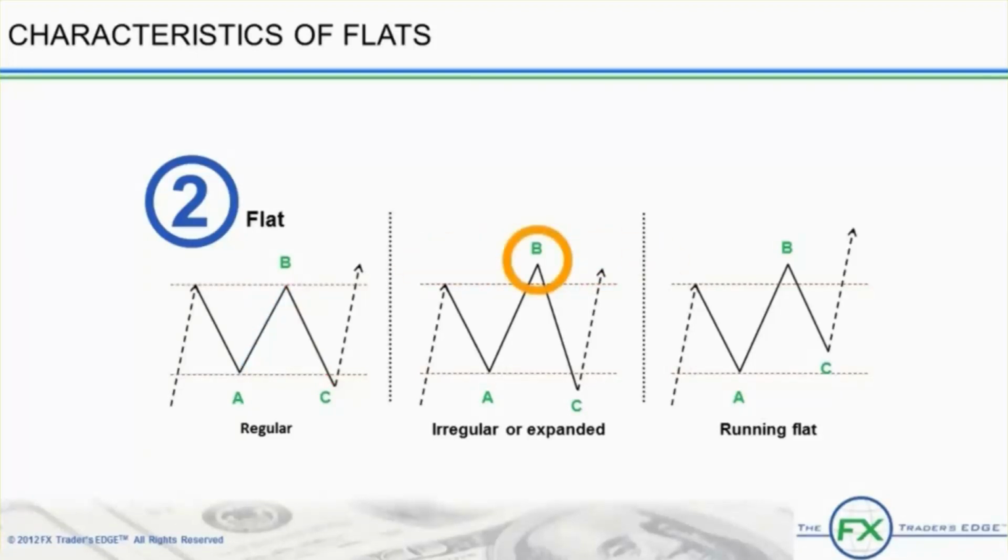In an irregular or expanded flat, B always travels above the start of wave A. In a running flat, the trend is so strong that C doesn't make it below the end of wave A. The market is too ready to take off in the direction of the trend, which in this case is up.